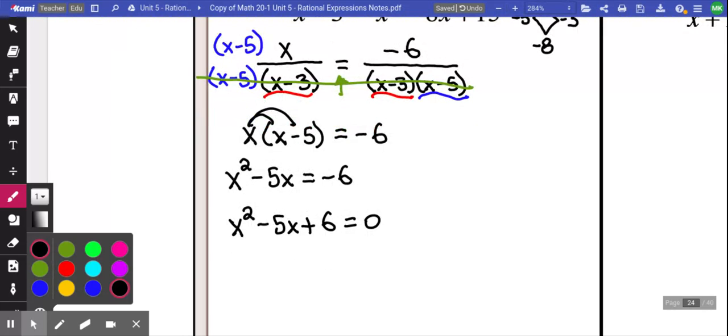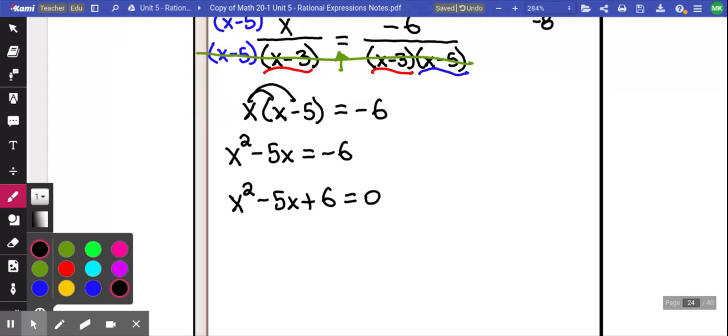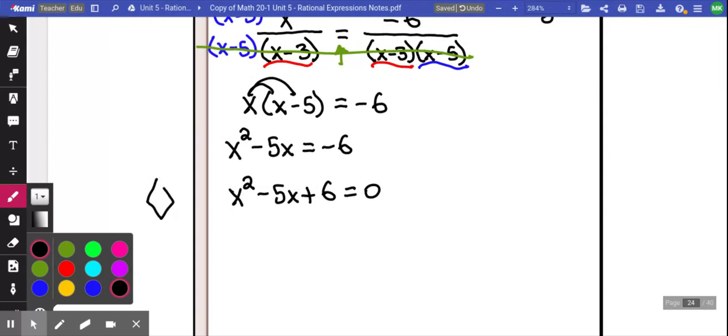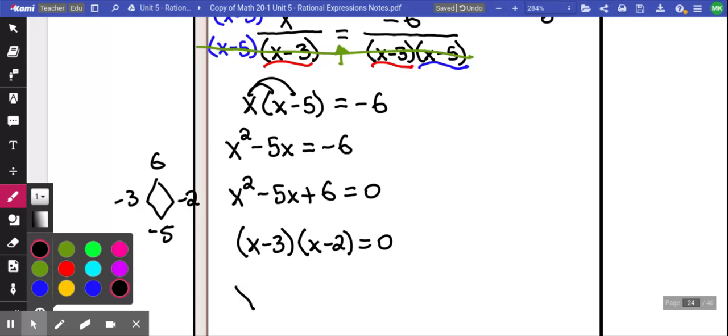I now need to try to factor that to solve it, because quadratics you solve by factoring. Things that multiply to be 6 and add to be negative 5 would be negative 3 and negative 2. So this becomes x minus 3, x minus 2 equals 0. That means my answers are x equals 3 and x equals 2.